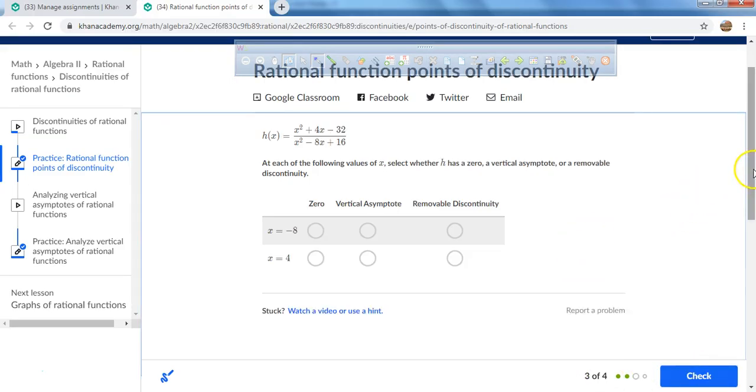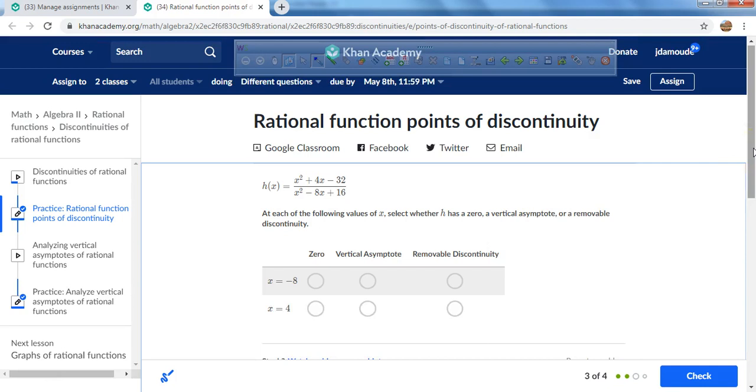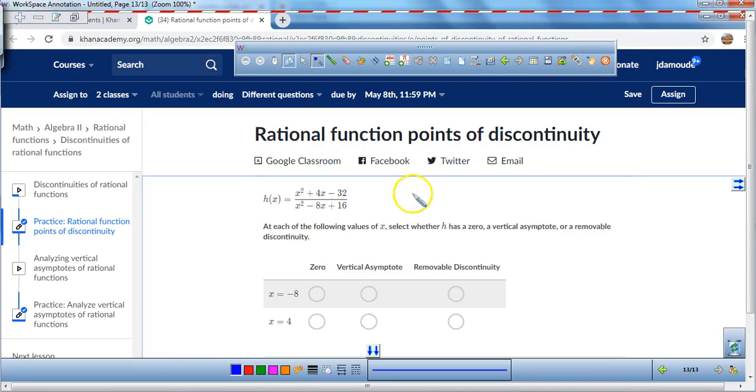All right, let's see if we have some holes or points of discontinuity, also known as removable discontinuity. All right, so first step, what are you going to do? You're going to factor. So we're going to just go ahead and get this nice and neat, factored out.